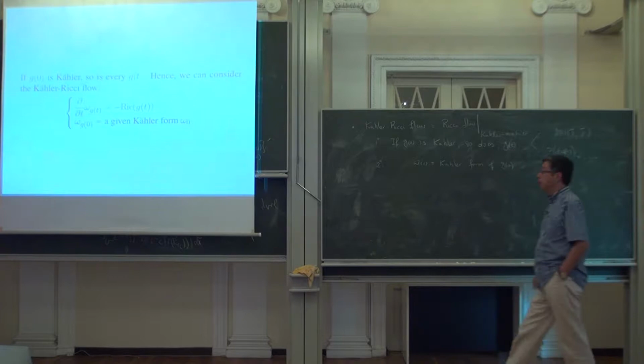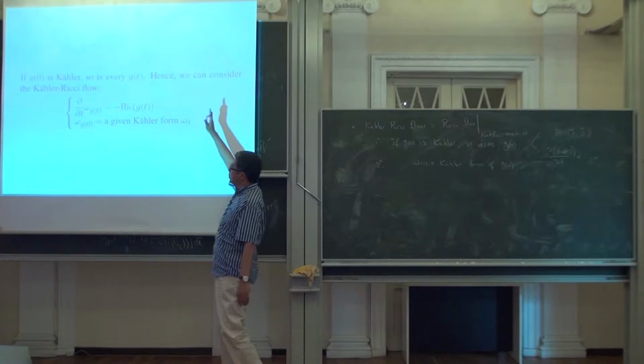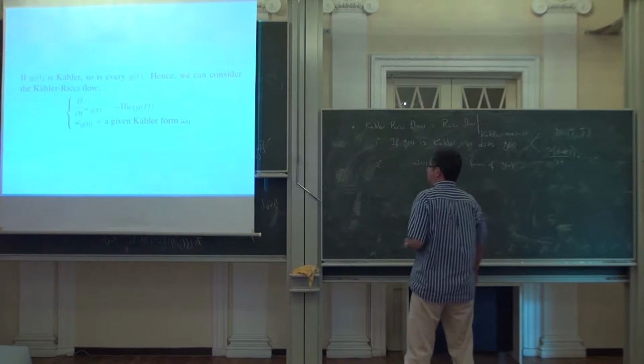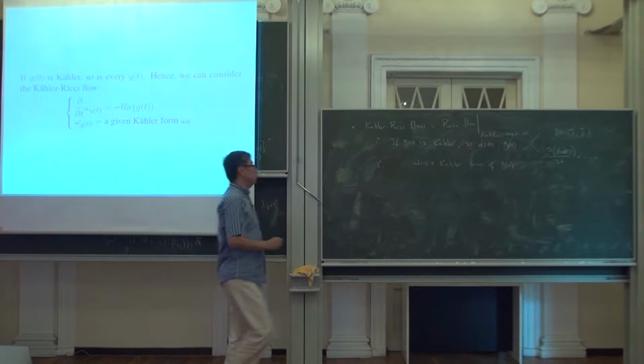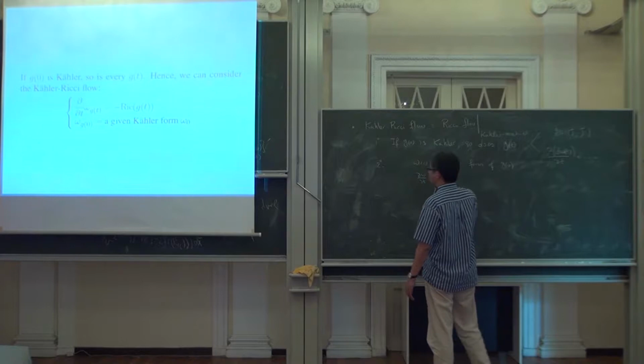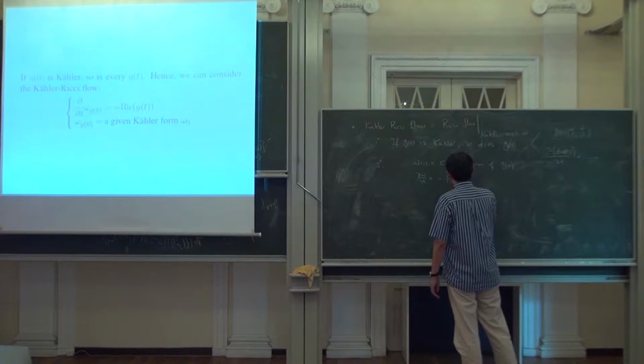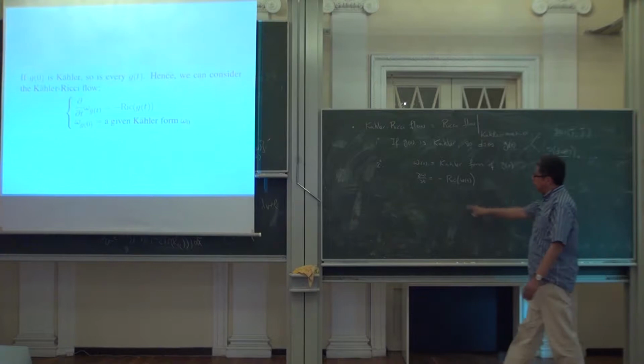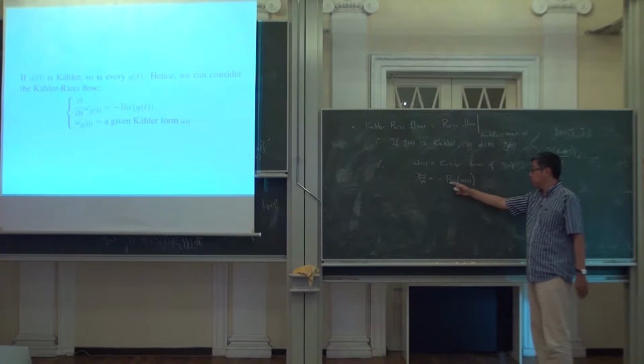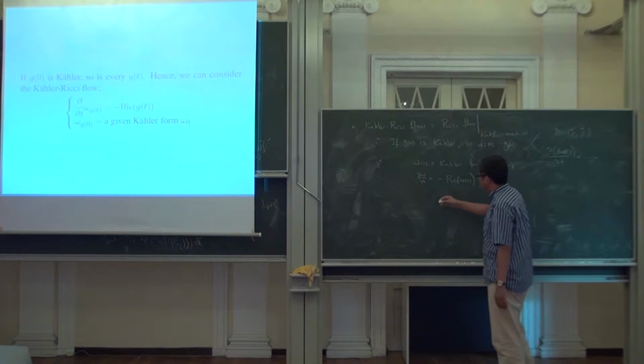Now pretend we already assume this flow preserves the Kahler class. Then I write the flow in terms of the Ricci curvature and the Ricci form. Right now I don't have existence, I'm just assuming everything is okay. Since this is a closed form, and for Kahler metrics the Ricci form is also a closed form, as I said on Monday, you take the cohomology class of this.